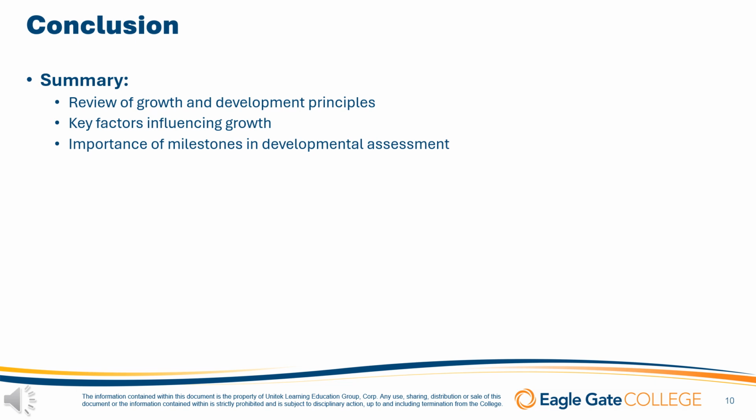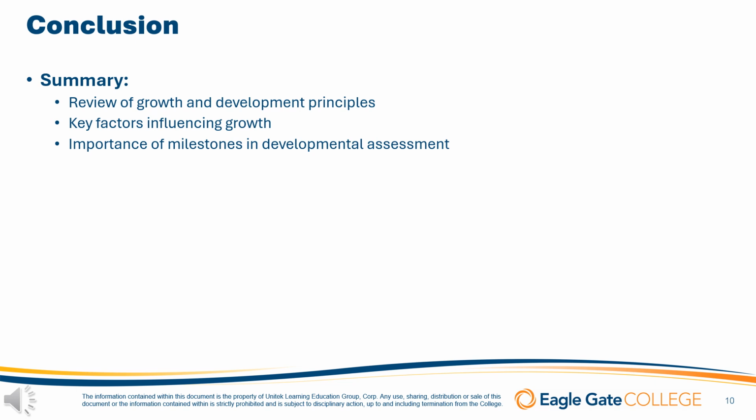These principles highlight that growth and development are orderly and sequential processes, meaning they follow a predictable pattern. For example, children typically sit before they crawl and crawl before they walk. This sequential nature helps in tracking developmental progress. Additionally, we emphasize that growth and development are dynamic and continuous. They start at conception and continue throughout a person's life, encompassing physical, cognitive, social, and emotional changes. Understanding these principles is crucial for providing appropriate care and interventions at each developmental stage.